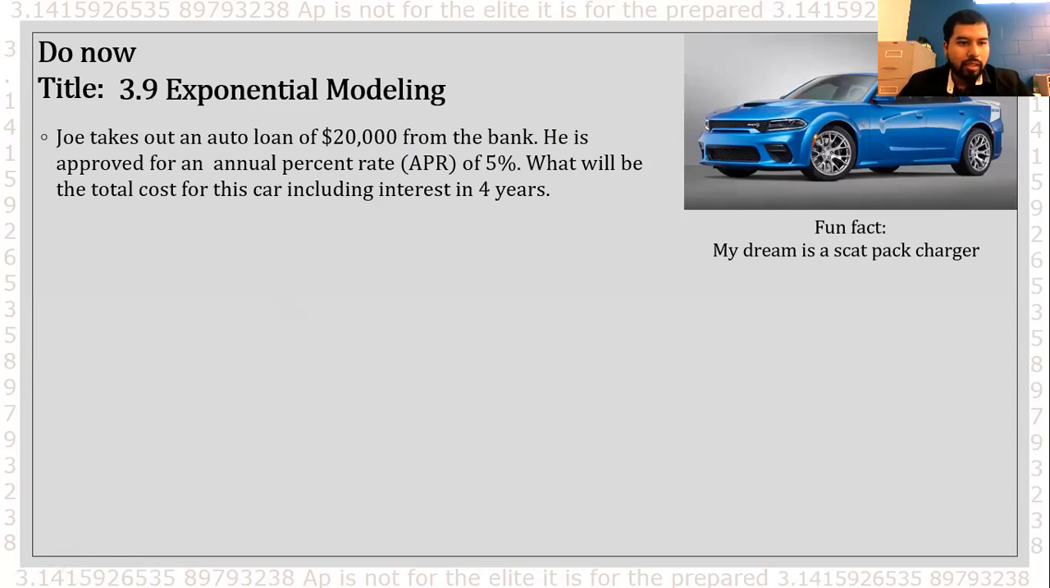Let's say Joe wants to take out an auto loan for $20,000 from a bank and he's approved for a 5% interest rate. What would the total cost be after 4 years? So considering the interest and all that good stuff. Go ahead and pause the video and give it a try.